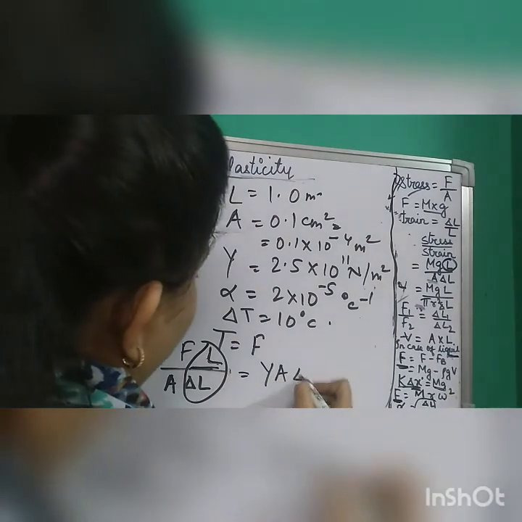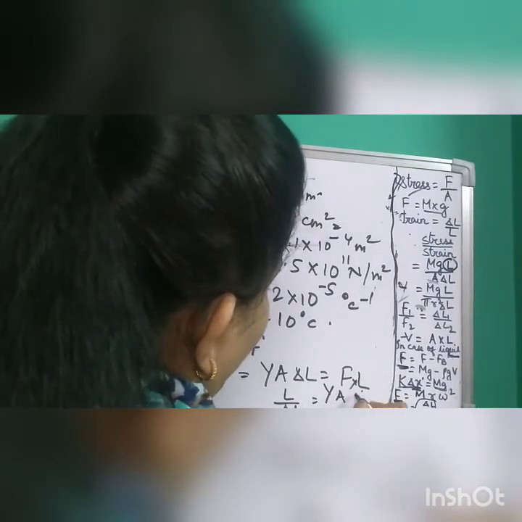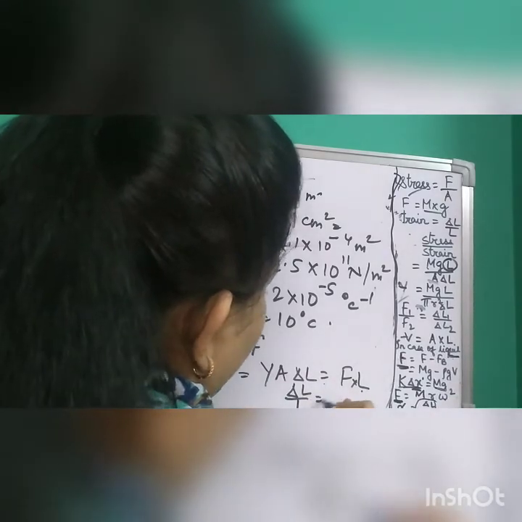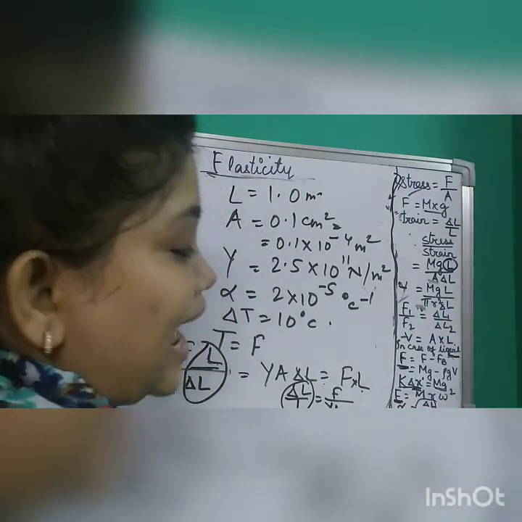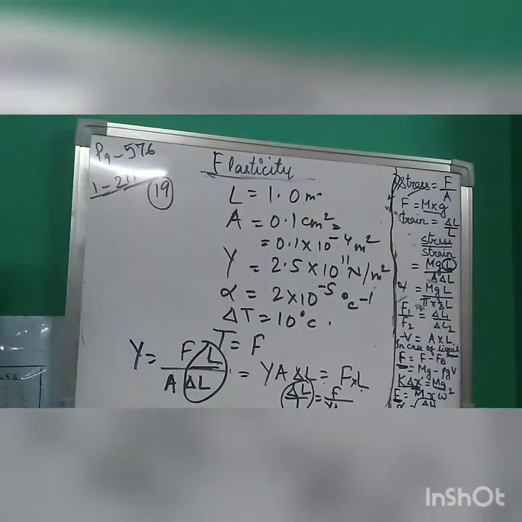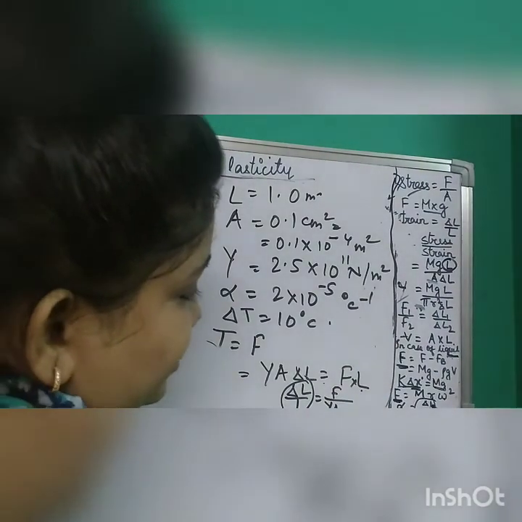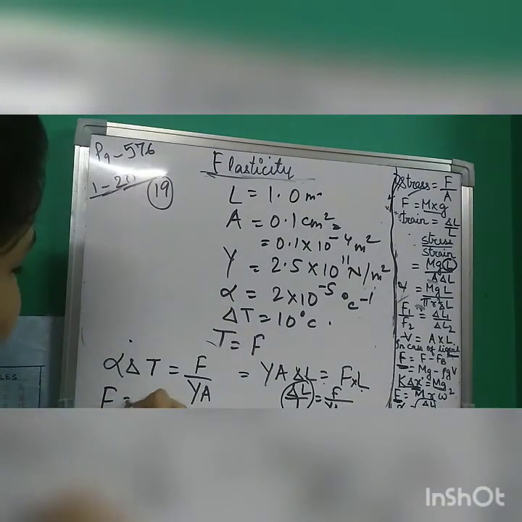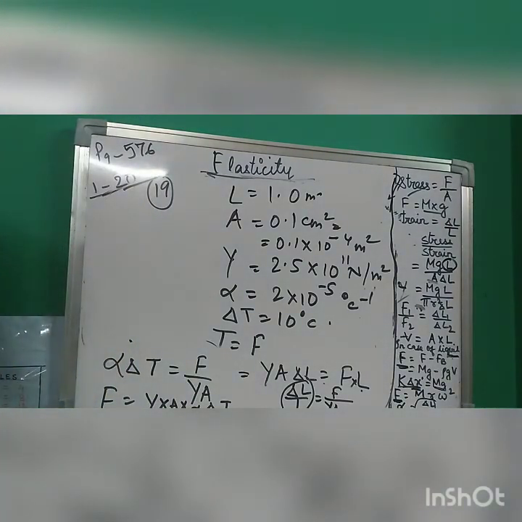So it is Y A delta L is equal to F into L. Okay. So L by delta L, that means this is up, is equal to Y A delta L is already there. Okay. Let me reverse it. So delta L by L is equal to F by Y into A. Okay. So delta L by L is nothing but alpha into delta T, because the coefficient of expansion is given to us. Okay. So here the formula becomes delta L by L is nothing but alpha delta T, because alpha is delta L by L into delta T. Okay. So alpha delta T is equal to F by YA. Okay. So F is equal to Y into A into alpha delta T. Okay. Just put it in the formula, solve, and you get the answer.